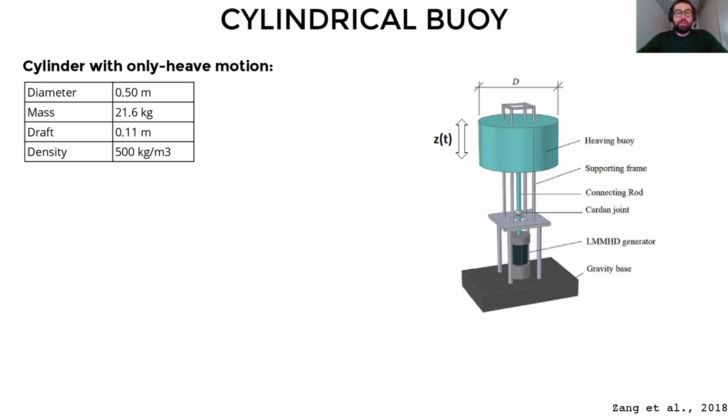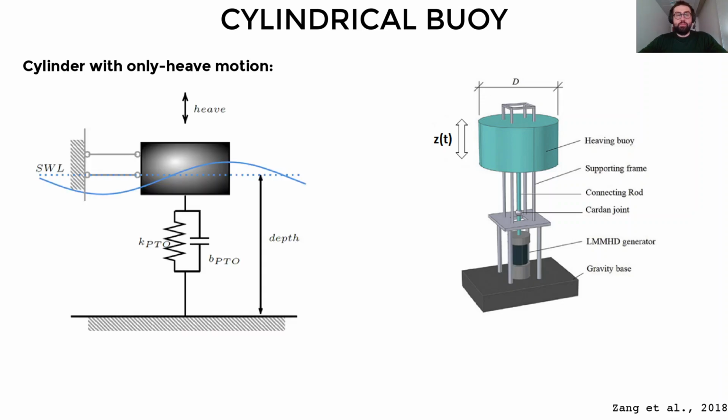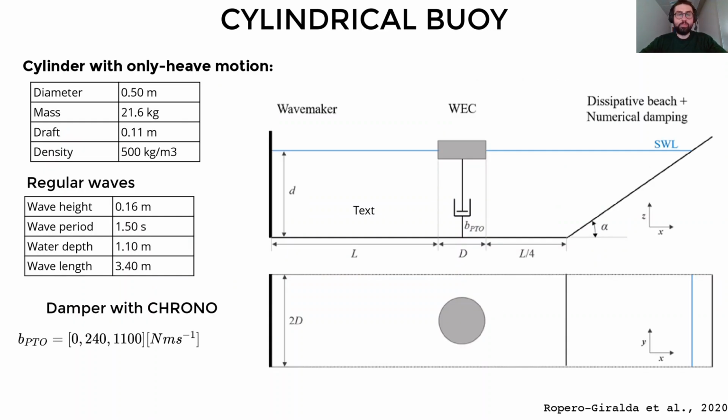Moving on to the first case study, we consider a cylindrical buoy to keep this demonstration simple. And so here you can see the mechanical scheme of this test setup. We used this device to constrain the motion of the buoy to have only 1 degree of freedom, heave. And here is the way we can define a PTO system with a spring in parallel with a dashpot.